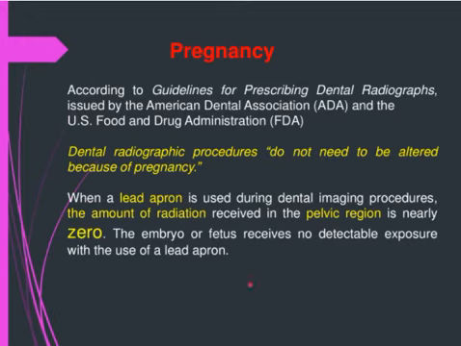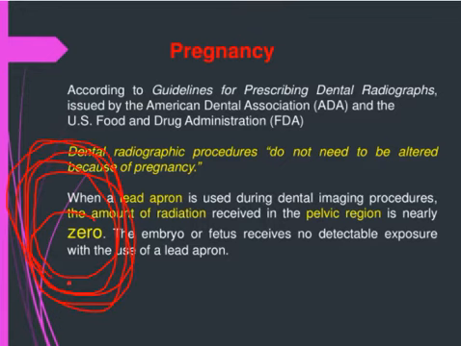Pregnancy, as we discussed, we have to make sure that the patient's exposure should be zero. How to do that? By using the lead apron. If the patient wears a lead apron, the exposure to the pelvic region is actually zero. If you use a lead apron, the exposure to the patient is zero. The embryo and the fetus receive no detectable exposure with the use of a lead apron.